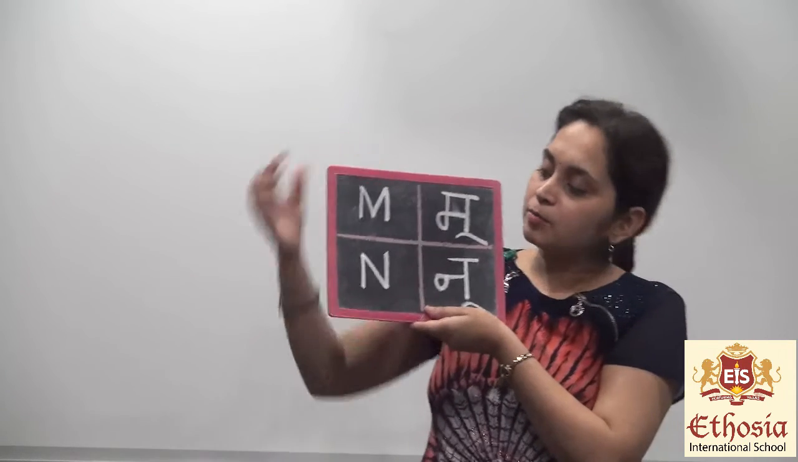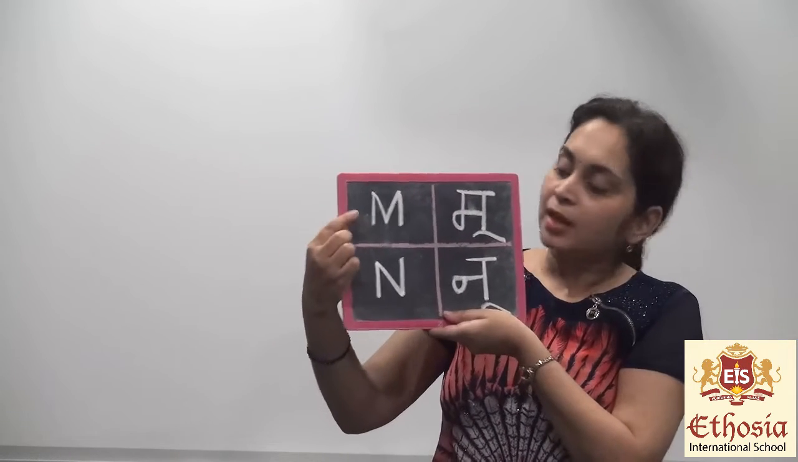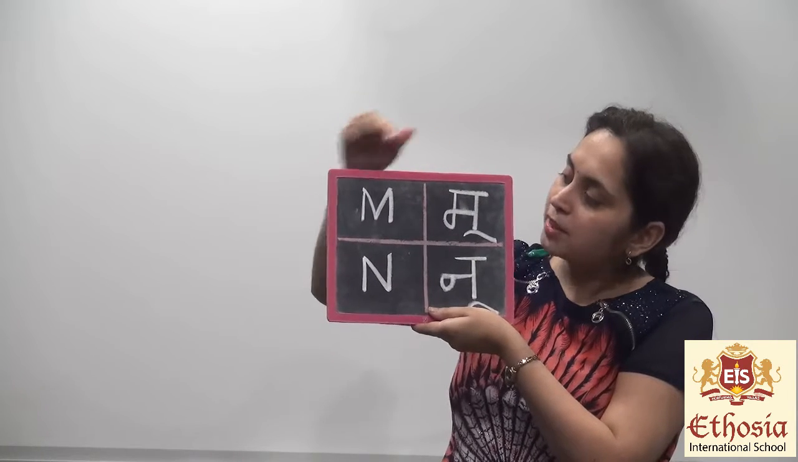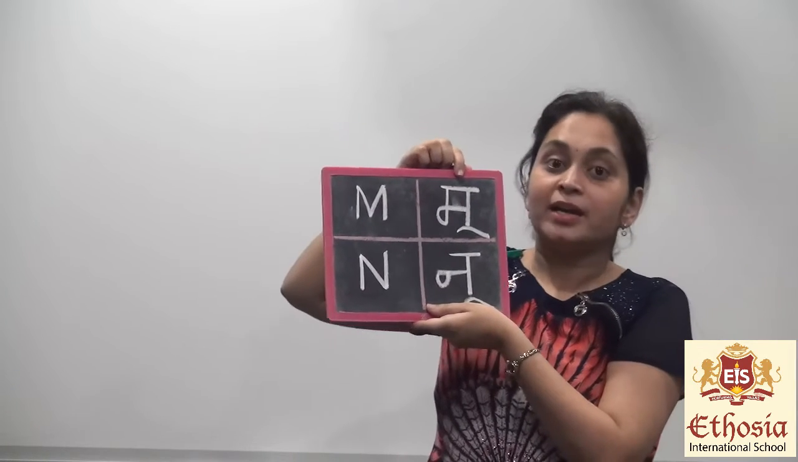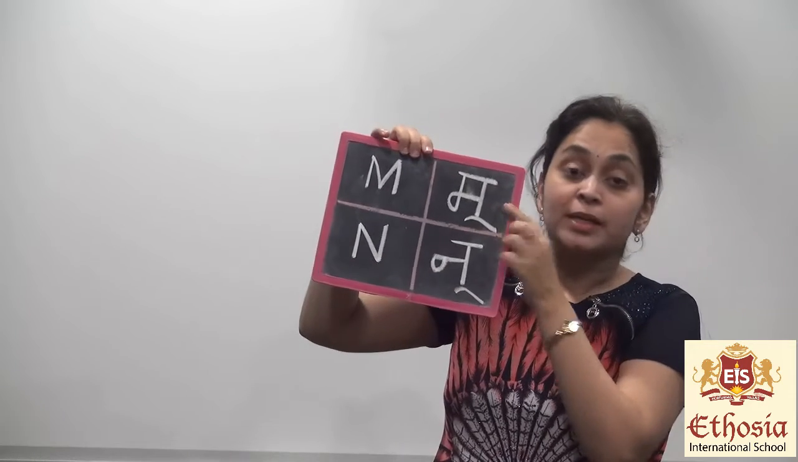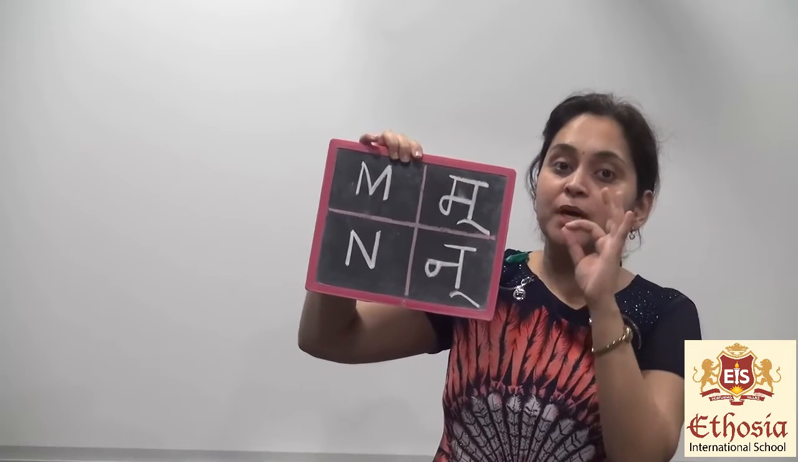Now here comes capital M. M says M, like mouth, we have a mouth. M for monkey, monkey is also there, so we say M.